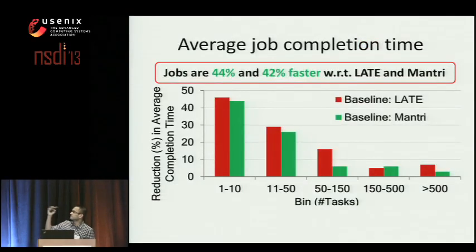In terms of completion time, this graph plots the reduction in average completion time with respect to the two baselines that I mentioned, by binning the jobs according to the number of tasks they contain. Clearly, we see that the smaller jobs see a sizable fraction of the benefits here, but the larger jobs get some benefit as well when the cloning budget is available.